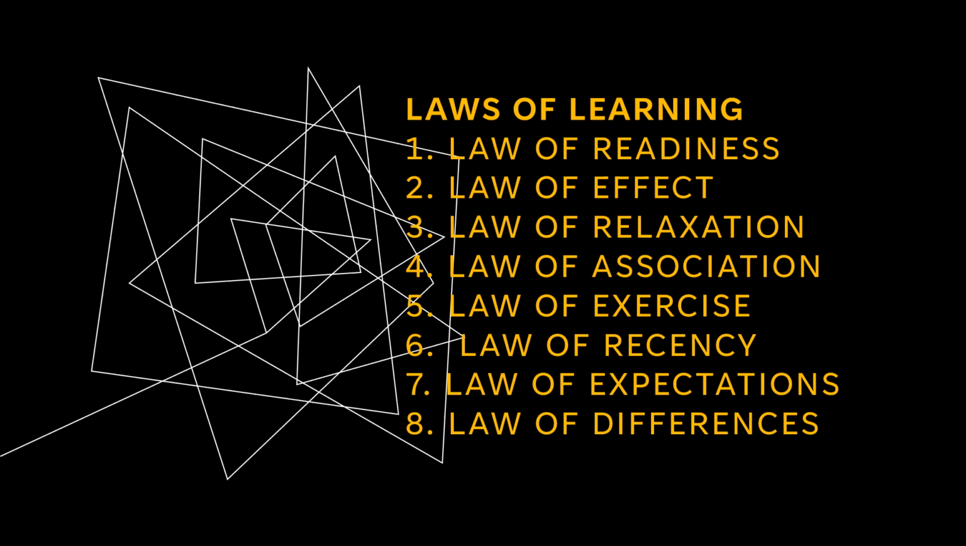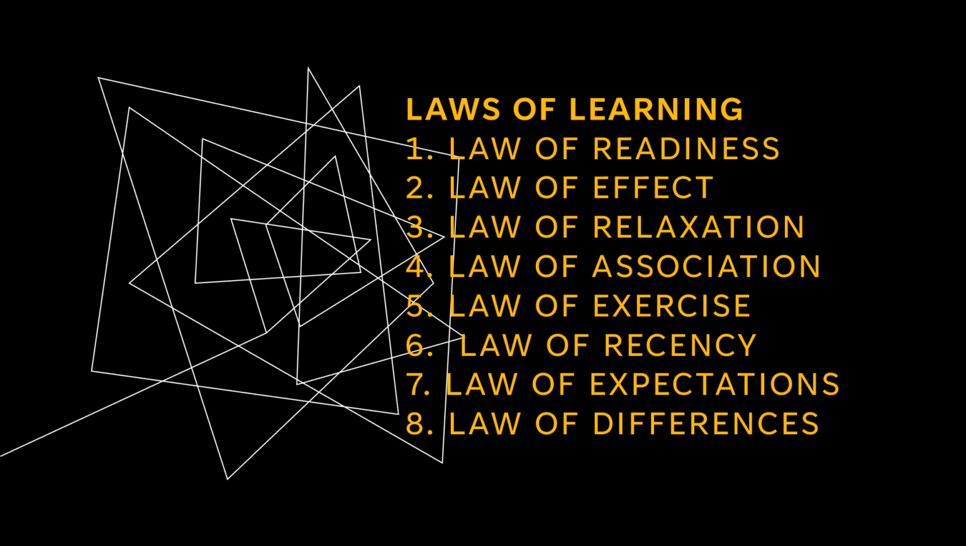Now, let's proceed to the law of association. The laws of association explain how we learn and remember things. The philosopher Aristotle came up with the three basic laws of association, namely the law of contiguity, the law of similarity, and the law of contrast. The law of contiguity states that we associate things that occur close to each other in time or space. For example, if we think of thunder, we immediately think of lightning, since the two often occur one after the other.